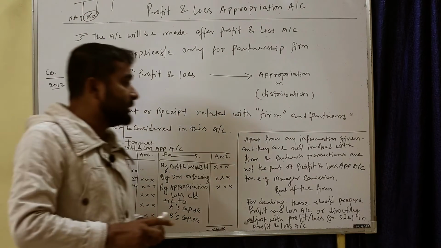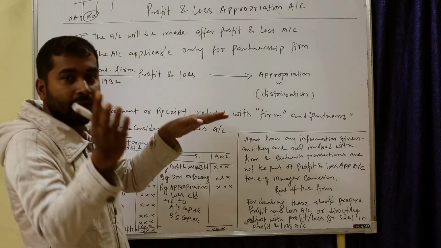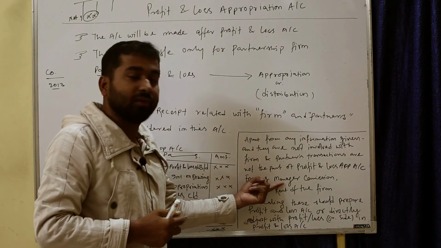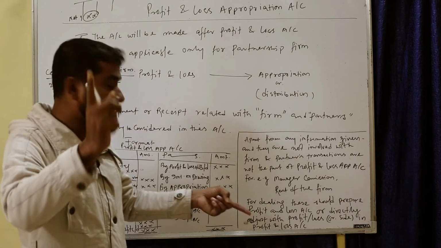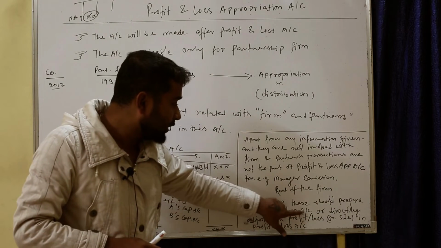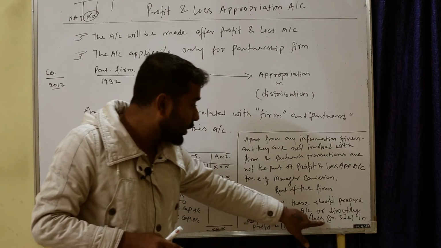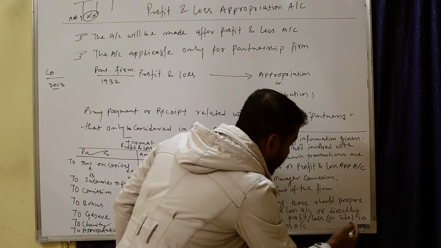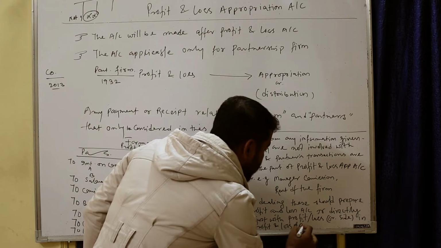But the thing is, if you are making another account, the profit and loss account, you should maintain it. Apart from this, you can do one more thing. If only one piece of information is given in the question, say manager commission, you can adjust it directly. For dealing with this, you should prepare a profit and loss account, or directly adjust it with the profit and loss credit side, in the profit and loss appropriation account.